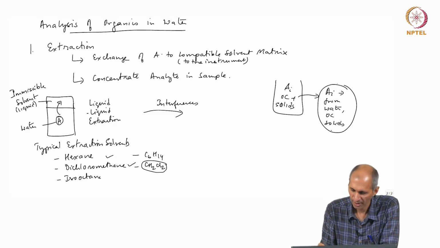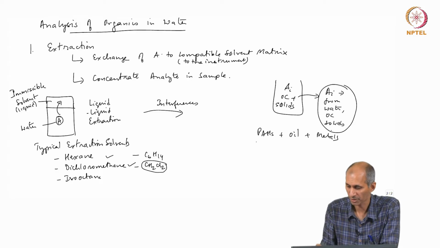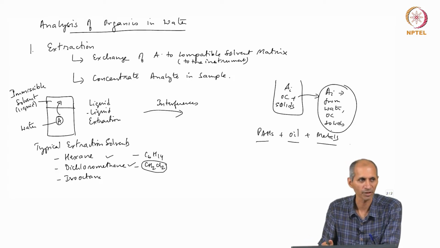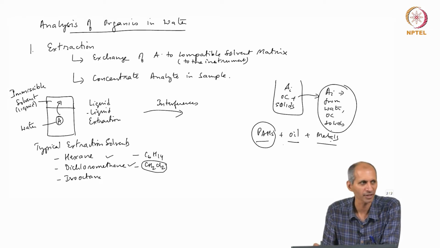For example, if I have PAHs plus oil plus some other thing, say metals in the water, and I am interested to know all of this, right, how much of PAHs are there, not how much of oil is there. But if I am analyzing PAHs specifically, these two may interfere with my analysis of PAHs. The oil and the metals will interfere.